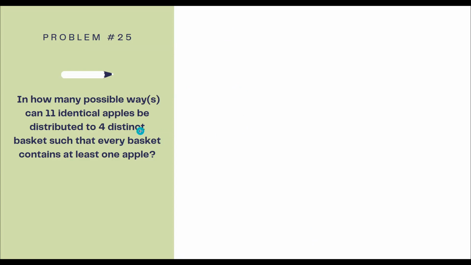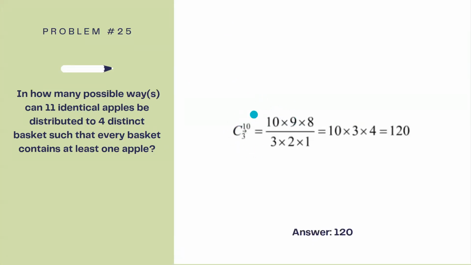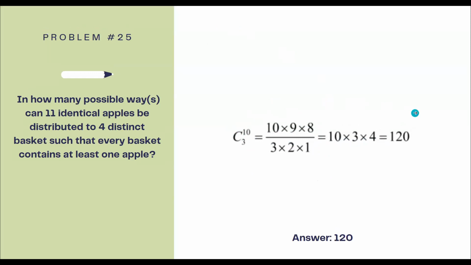Okay. So for this one, how many possible ways can 11 identical apples be distributed to 4 distinct baskets? You can use the combination. It will be 11 minus 1 choose 4 minus 1. So we have 10 times 9 times 8 over 3 times 2 times 1. So we have 10 times 3 times 4, which is equal to 120. Do you have any question?